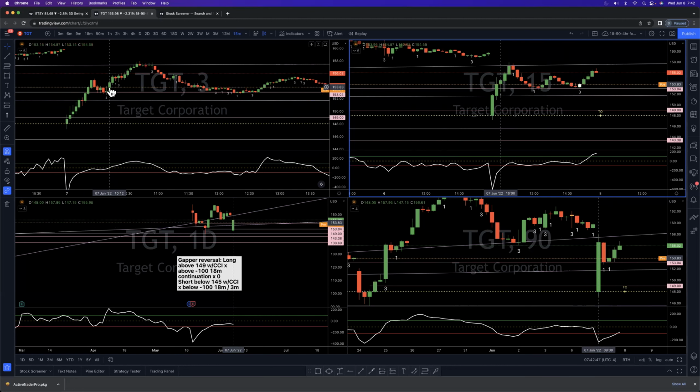So we were playing this to the short side if price traded lower than this range. It did not do it. It gapped down, guys, put in that low and came right back up.